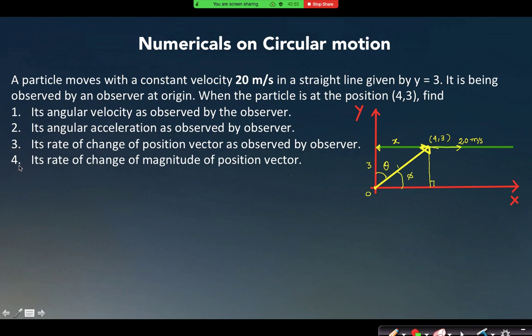Okay. And what about the fourth one? The rate of change of magnitude of position vector? V is equal to omega r. No. What is the question actually asking, can you tell me? Rate of change of magnitude of position vector. Speed? We're asking about speed? No. It is not asking about speed.